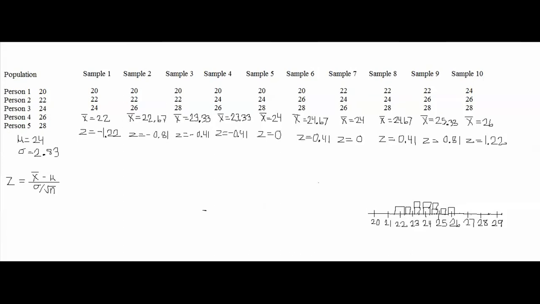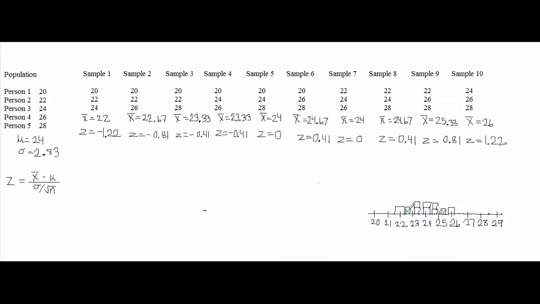If we look at this sample right here, which is sample 2 with a mean of 22.67, and we look at this other sample up here, which is sample 9, which has a mean of 25.33, we'll notice that 80% of the possible samples fall between those two samples.